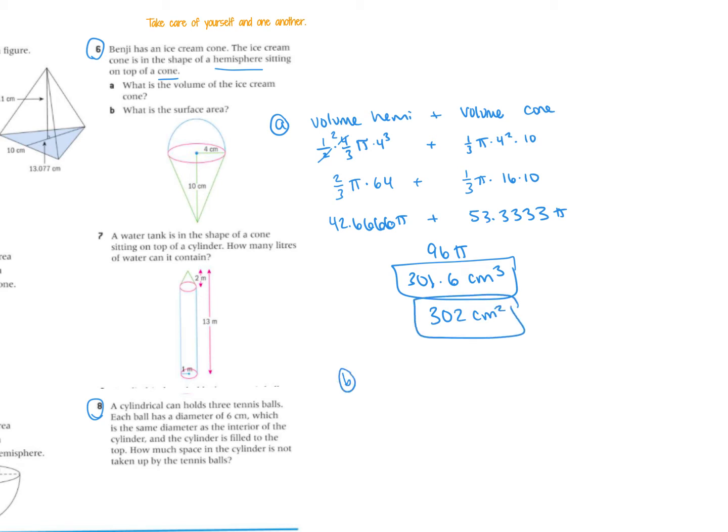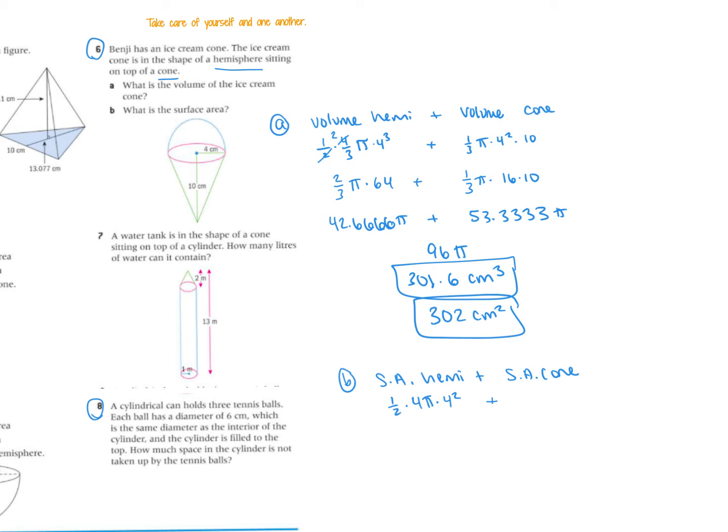All right, so for the surface area, I'm going to do the surface area of the hemisphere plus the surface area of the cone. For the hemisphere, I'm going to do half the surface area of a sphere, which is half of 4 pi r squared, 4 squared, plus the surface area of a cone.